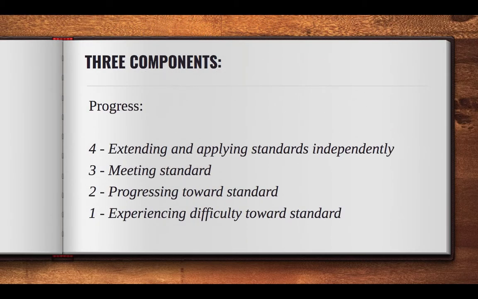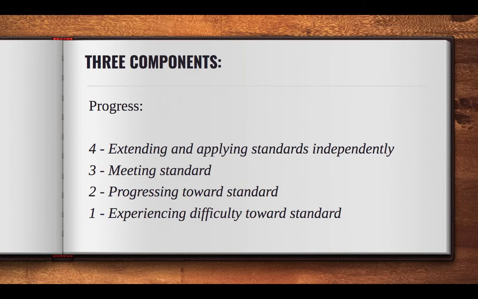Progress, which are the priority standards, will be marked with a 4, a 3, a 2, or a 1. This is different from the elementary school, where they are marked with an M, a P, or an E, but you will see that there are similarities. Just like at the elementary school, the 1 means that the student is experiencing difficulty toward the standard. There may be some struggles with actually making progress, and your teacher will work with you to figure out how to intervene appropriately. A 2 is progressing towards standard.